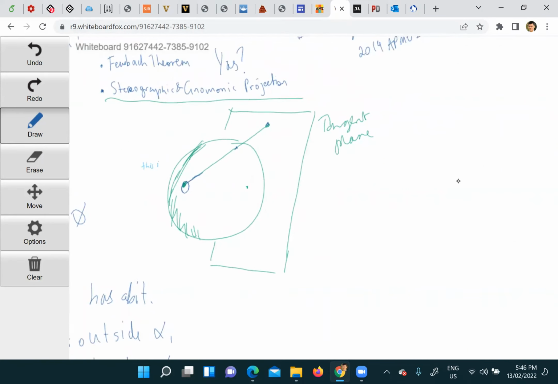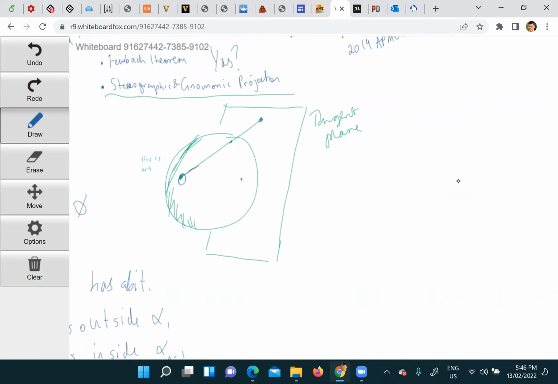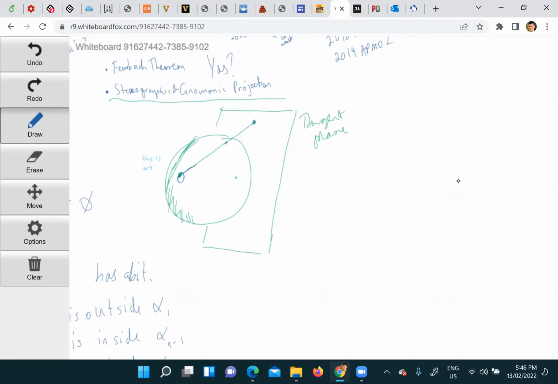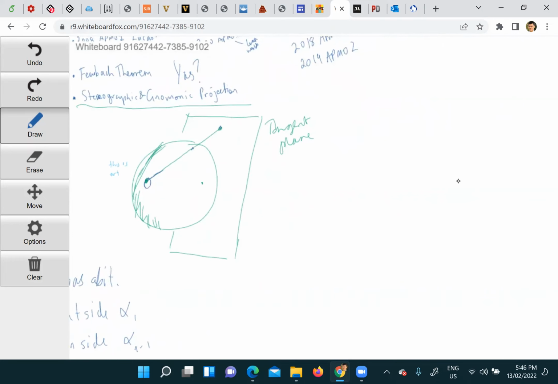And it sends circles to circles. It sends spheres to spheres. What else? It sends lines to lines. Arcs to arcs. The cool thing about it is that there's another thing called mnemonic projection.